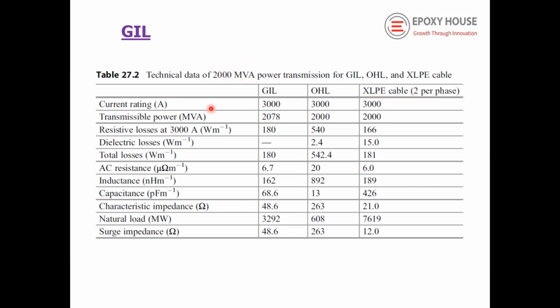How much are the losses? The important thing, if you can see, the AC resistance and the dielectric losses are very less in the GIL. There is almost no loss, and the resistive losses are also very less compared to overhead lines, because the power transmission is also the same. The characteristic impedance is 48.6 compared to 21 here. Load capacity can be increased based on the temperature, and the surge impedance is about 48 ohms with respect to 12 ohms here. So these are the advantages of having the gas transmission line.